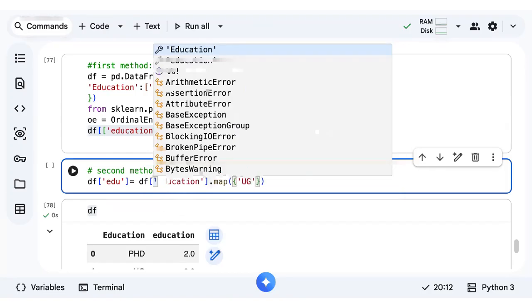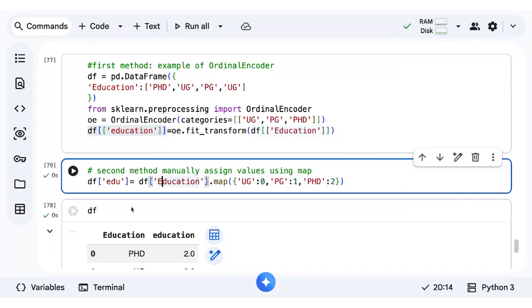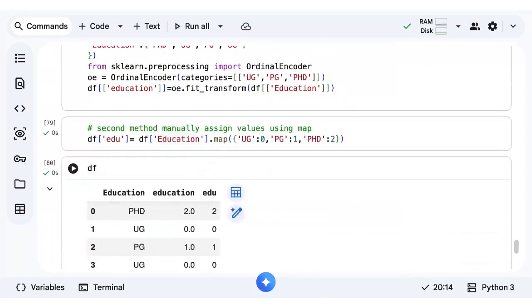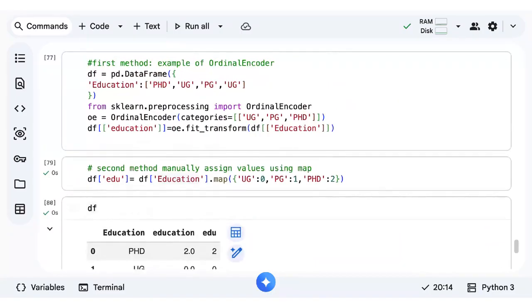Okay, UG 0, PG 1, and then PhD. This is how you assign values manually. This is so easy and simple compared to the above method. When order matters, when ranking matters, you can go with an ordinal encoder. You can use the function from sklearn, or else manually you can start assigning values.